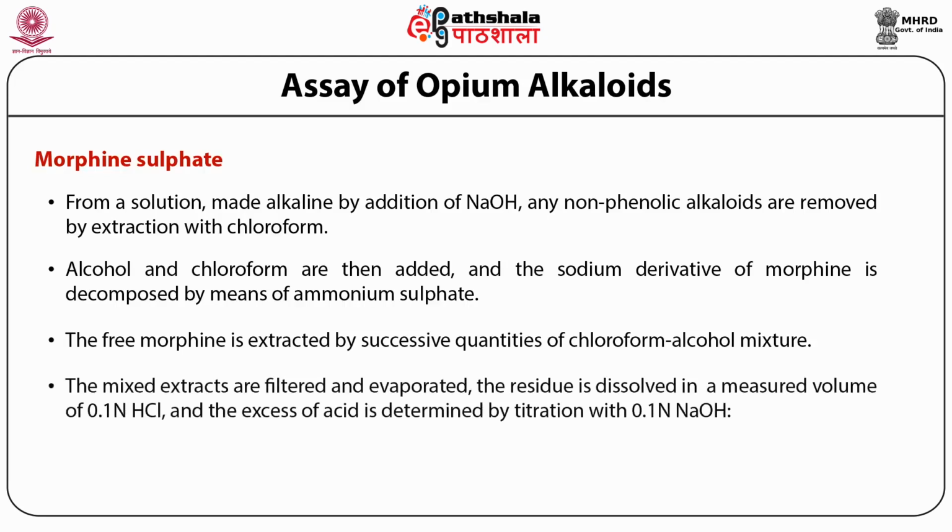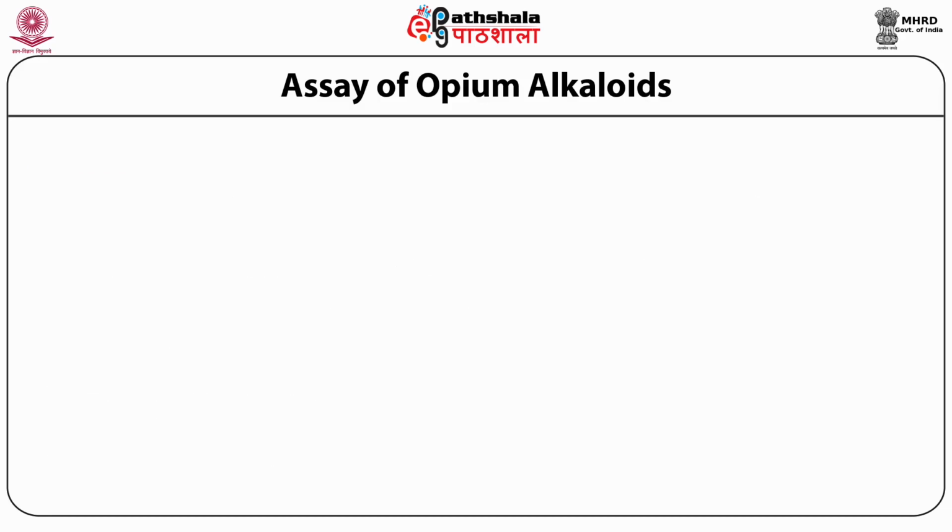The mixed extracts are filtered and evaporated. The residue is dissolved in a measured volume of 0.1 normal HCl. The excess acid is determined by titration with 0.1 normal sodium hydroxide. The equivalent factor for calculation of morphine sulfate is that 100 ml of 0.1 normal acid is equivalent to 1/20th of morphine sulfate. Next is morphine hydrochloride.